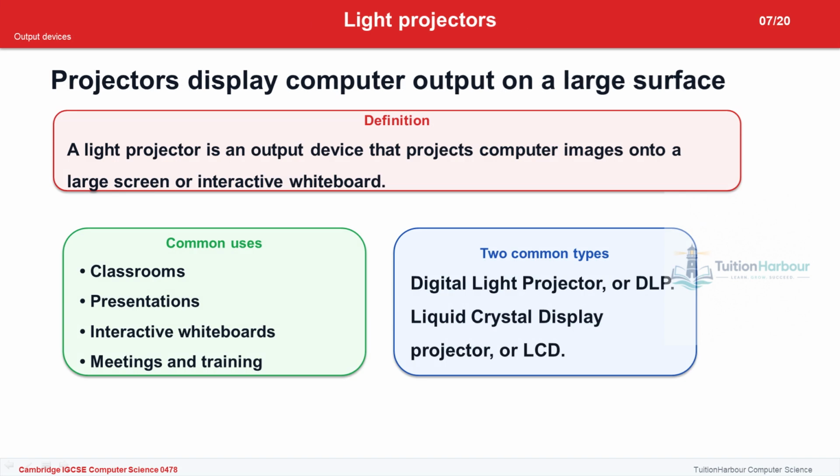Light projectors. A light projector is an output device that displays computer images on a large screen or interactive whiteboard. Projectors are commonly used in classrooms, meetings, presentations, and training sessions. Two common types are DLP and LCD.